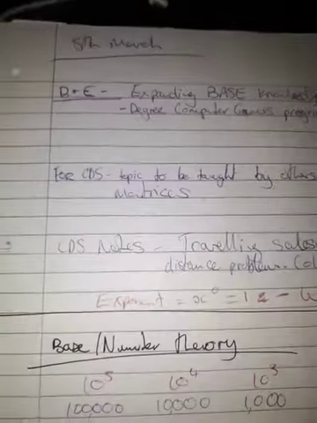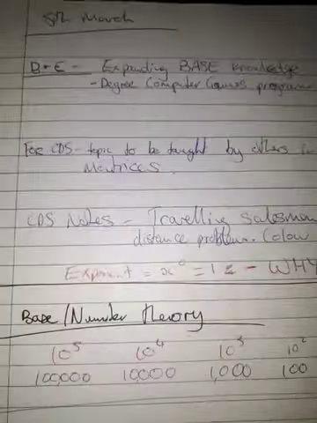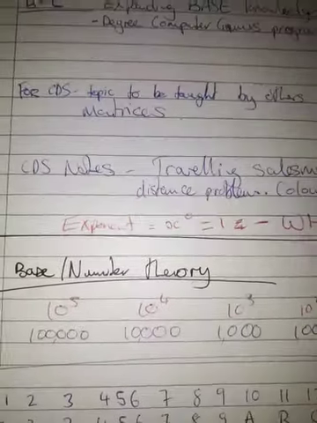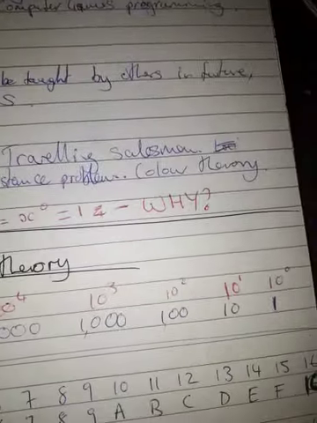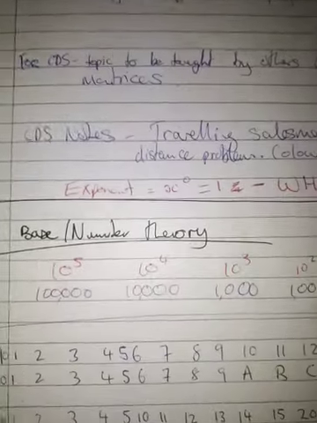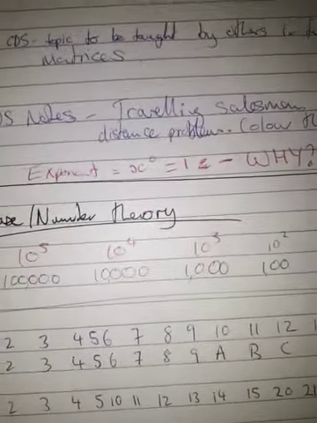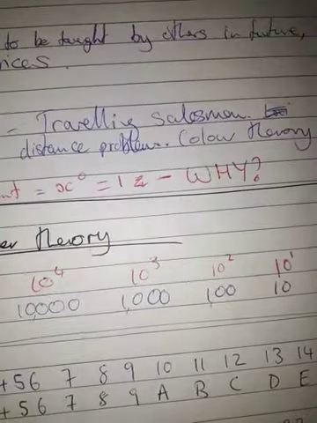He had a degree in computer games programming for CDS to be taught to others in future. Matrices, which I didn't actually understand, so I had to learn them. CDS notes, that's me. Travelling salesman, distance problem, colour theory. That was a friend of mine who mentioned that during the thing. That was Big Matt, Mass Matt. So x to the 0 equals 1 equals y. Why does anything to the 0 equal 1? That is a why question. I didn't get around to it.